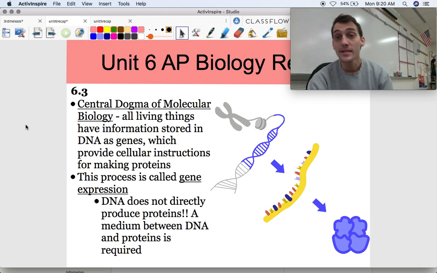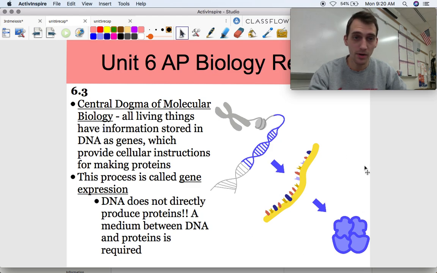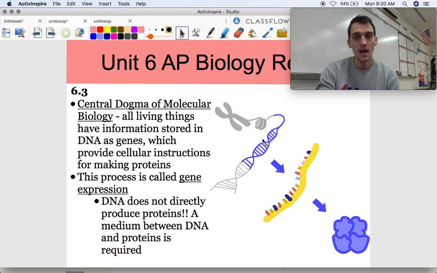Fabulous. All right, so here's how DNA is used. This is the overall picture again of the whole unit. This is called the central dogma of molecular biology, and this is as simple as you could put it. All living things have information stored in DNA as genes, which provide cellular instructions for making proteins. So genes are the instructions to make proteins, but there's an intermediate step, and it's called transcription. I'm going to get to that in a second, but I'm going to say this a bunch of different times: gene expression is the process by which genes are used to make proteins.